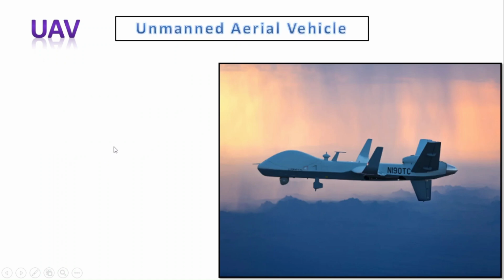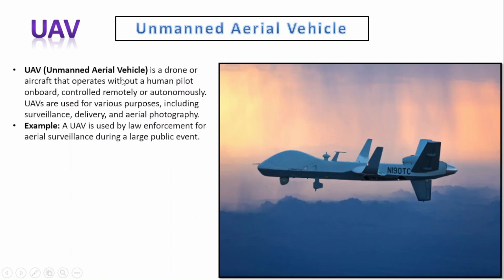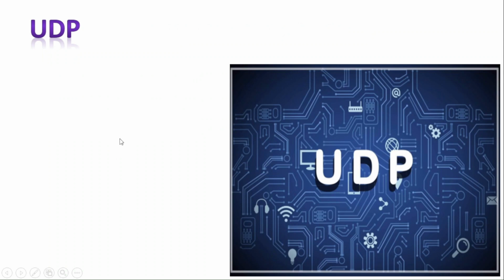UAV, that is Unmanned Aerial Vehicle. So UAV, or Unmanned Aerial Vehicle, is a drone or aircraft that operates without a human pilot on board, controlled remotely or autonomously. UAVs are used for various purposes including surveillance, delivery, and aerial photography. Example, a UAV is used by law enforcement for aerial surveillance during a large public event.